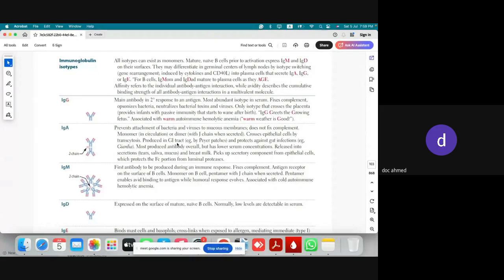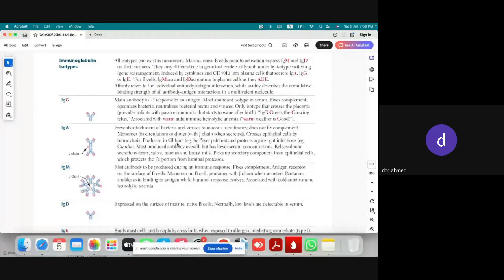Five types of immunoglobulin isotypes. We already discussed that the first antibody made by your B cell is going to be your IgM. Remember, IgM is the biggest of all. It's a pentamer: you can see 5 antibodies combined with one another via a chain known as the J chain. This big IgM is a pentamer, a big structure.